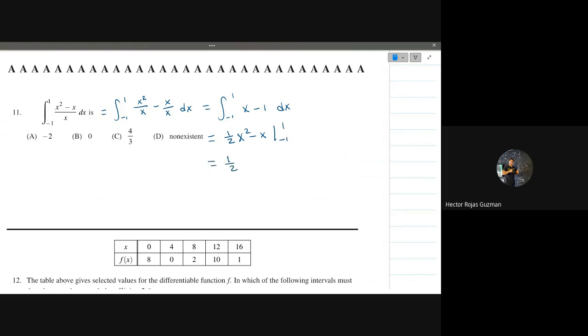And that gives us 1/2 minus 1 minus 1/2 times negative 1 squared minus negative 1. Be really careful with all the parentheses, because we're dealing with a lot of negatives here. These two give me negative 1/2. Then I get positive 1/2 plus 1. 1/2 plus 1 is 3/2, and 3/2 minus 1/2 gives me negative 4/2. So the answer here is -2.